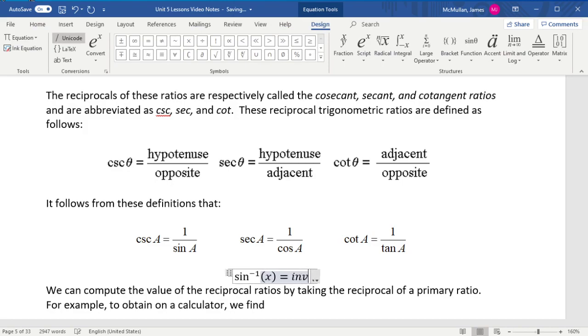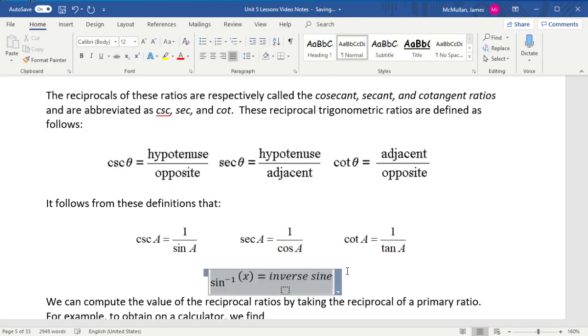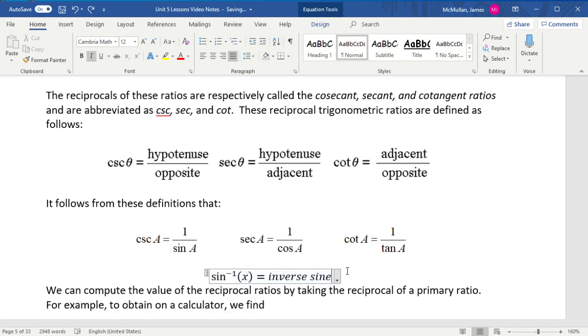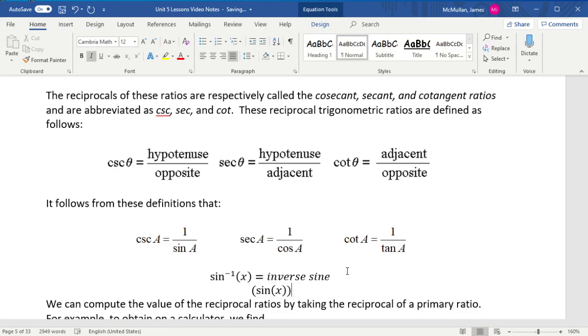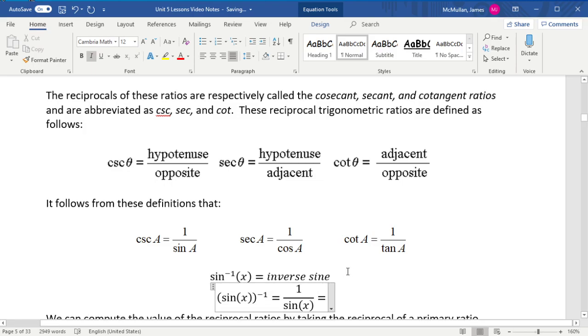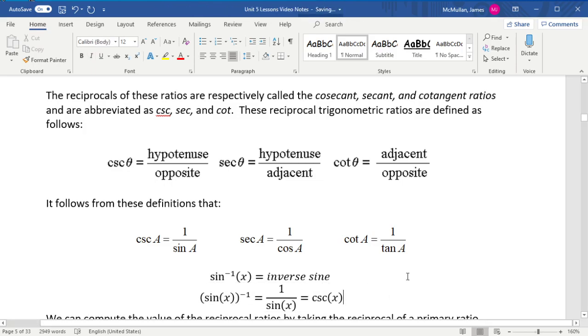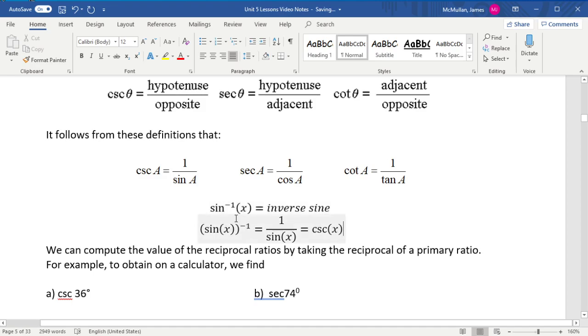Sorry, so with a -1, that's inverse sine. It undoes what sine does. Now this (sine x), let's put it in big brackets so we can see, to the power of -1, with the -1 there, is 1 over sine x, and we know that that is equal to cosecant x. So I don't want you to mix these up. They both have a -1, unfortunately. One means inverse, one means reciprocal.